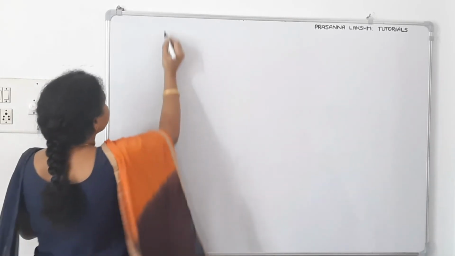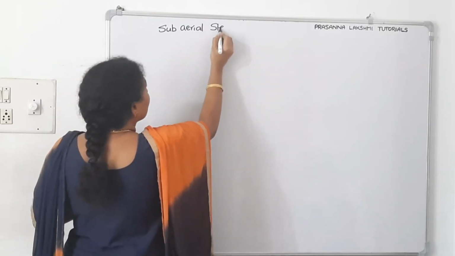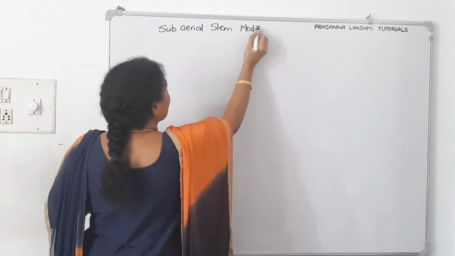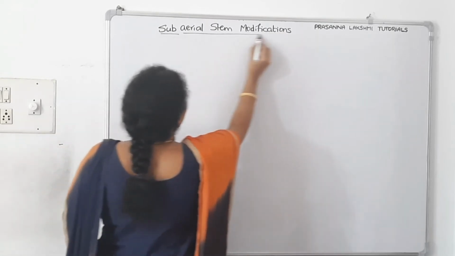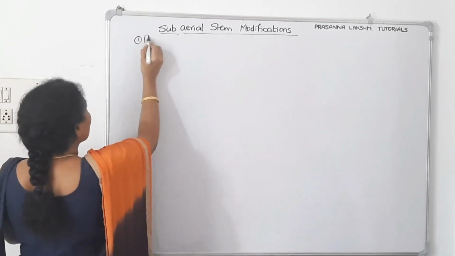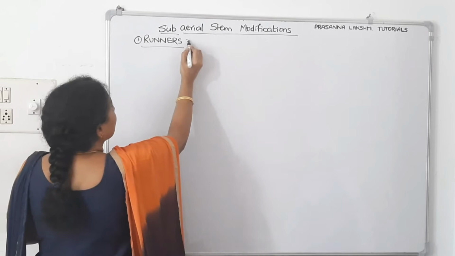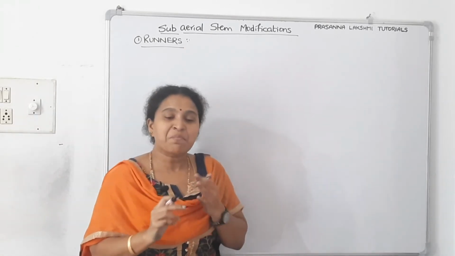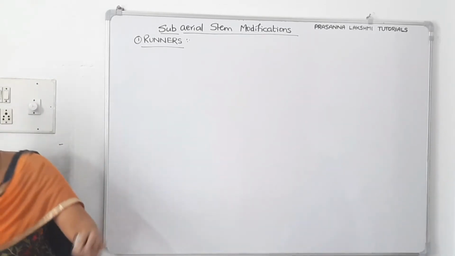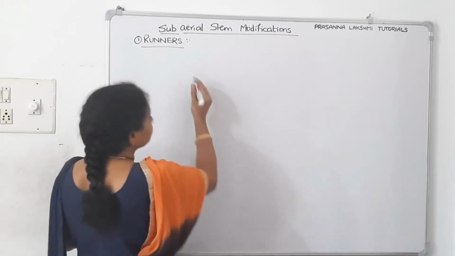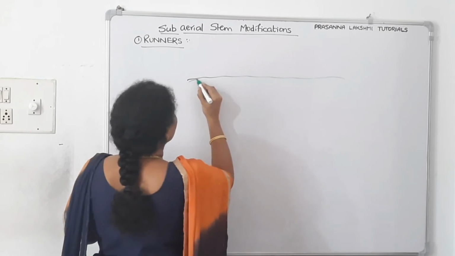Now let's see subaerial stem modifications. Under that, we have to go with the first type, called runners. They are weak stems and the stem runs on the ground. So runner means it is a weak stem and it runs on the ground.